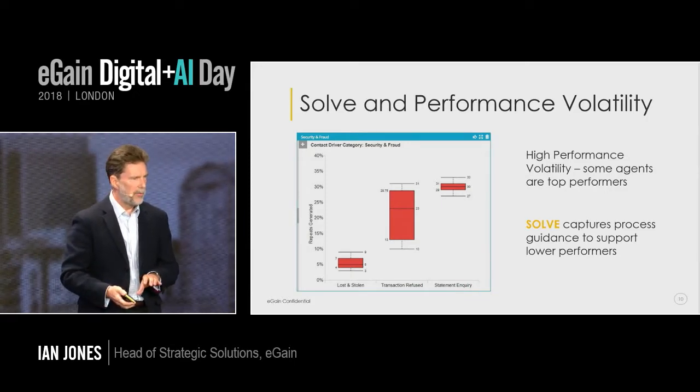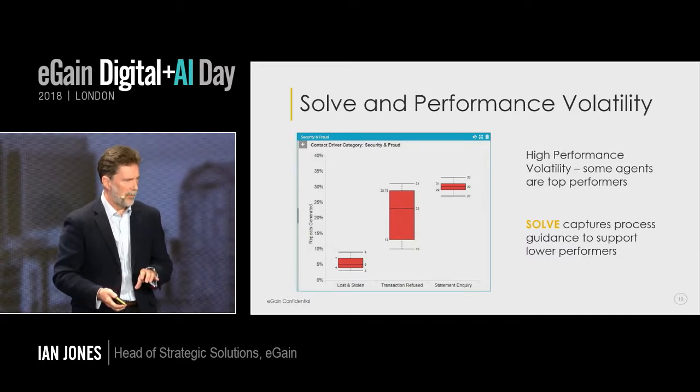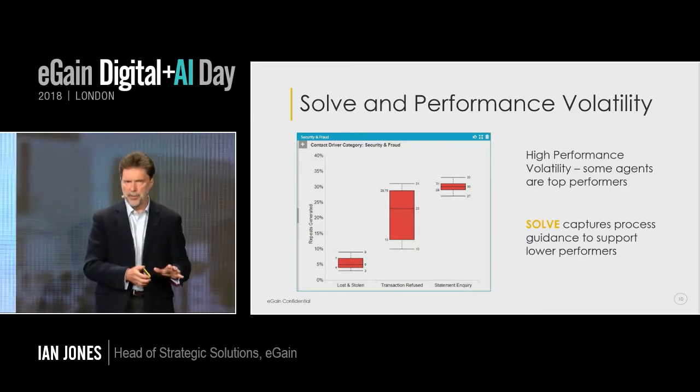So you look at the left-hand one, which is labeled lost and stolen. We're seeing that there's quite a low repeat rate. There's quite a low variation of that repeat rate. So that's probably not a high priority for us at the moment.